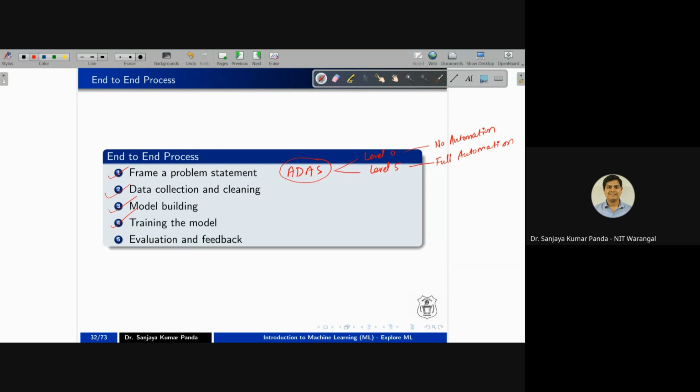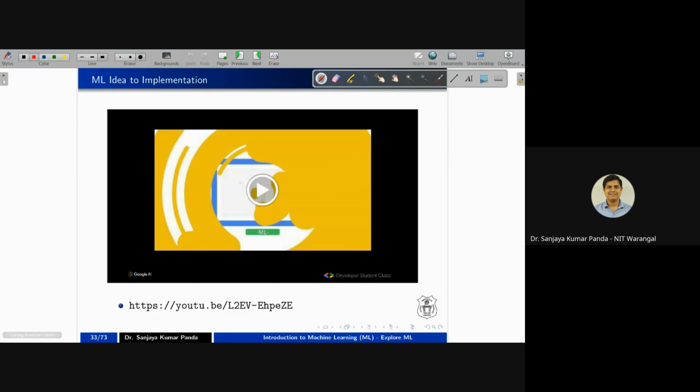And if your model is not performing well, there is a feedback system. The feedback system will go back to the model building phase. We'll modify the model, we'll train the model again, and again we'll go for validation, testing, evaluation, and feedback. And we will iterate this process until we achieve our objective. Okay, so let us understand this through a video, then we will continue our discussion.